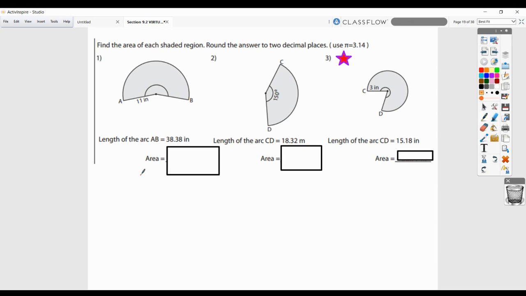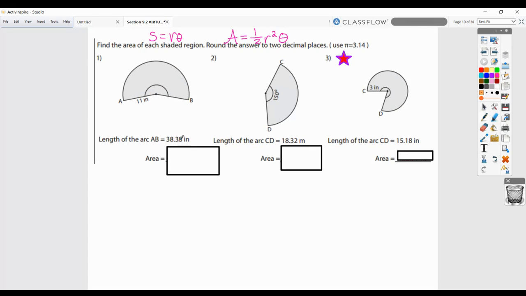So the area of each shaded region. Remember the formulas that we're going to be using here, let's write them up top. The length of the arc is the radius times theta. And the area of the sector is 1/2 the radius squared times theta. So for these three problems, here's what's given. We are given a piece of the circle here. They give us the radius here, and they give us what the length of the arc is.